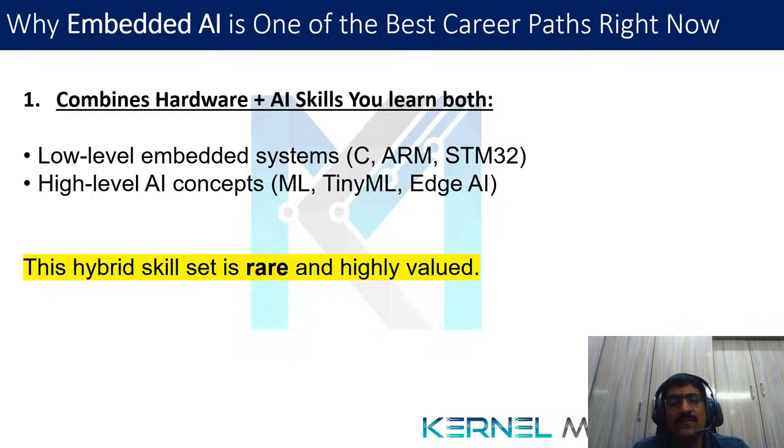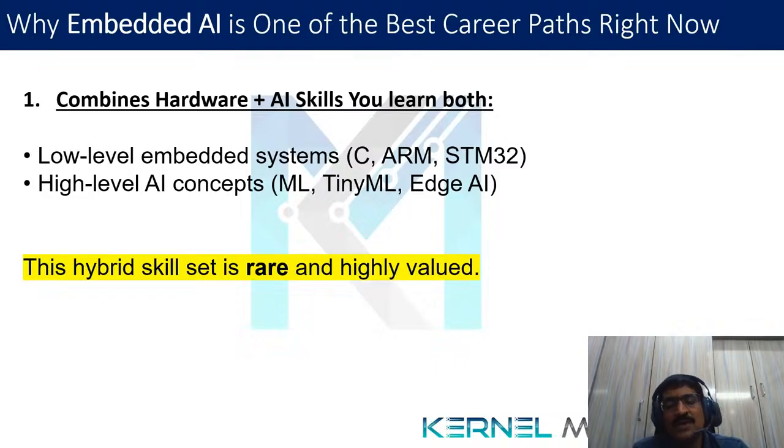Whenever some situation comes tomorrow, whenever they fire somebody, you may lose that opportunity. Sometimes the market goes up and down, but still we are able to survive in the market because we are learning a very high skill set combination of low-level and high-level programming. So people can survive without any worries. That's why embedded AI is recommended compared to traditional AI.